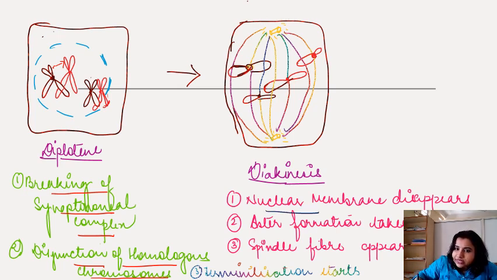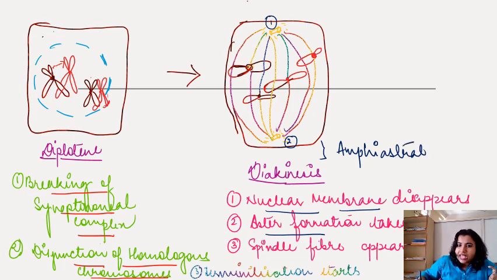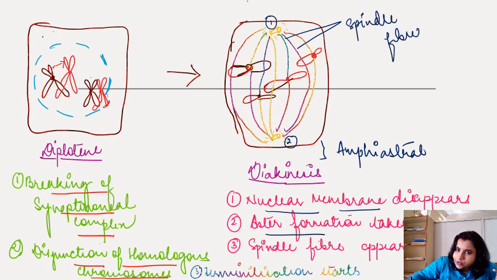Coming to diakinesis, what will happen? The nuclear membrane disappears, which is normally part of prophase, as we have seen in mitosis. Aster formation takes place. How many asters? Two. One here, another here. So we call this amphiastral. Spindle fibers, you can see these thread-like structures. This is what we call spindle fibers. So these are the changes which take place in diakinesis, right? Up to this, is everyone clear on what is happening in pachytene, zygotene, diplotene, diakinesis?